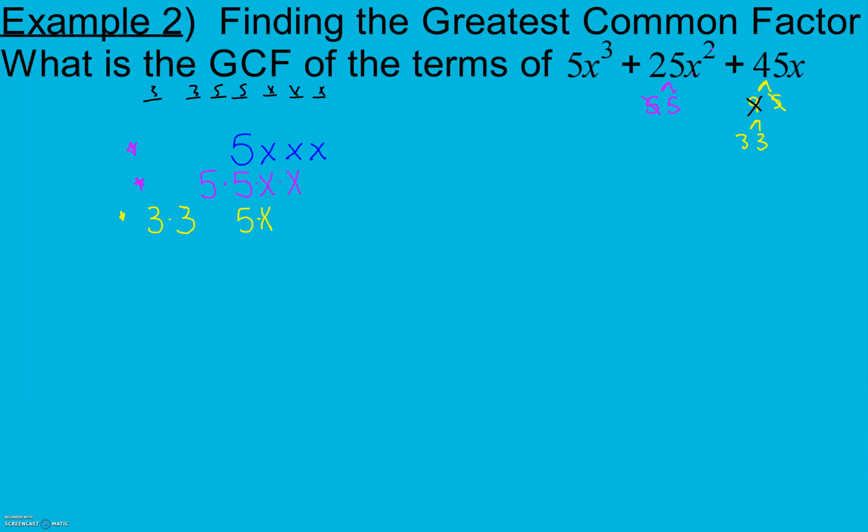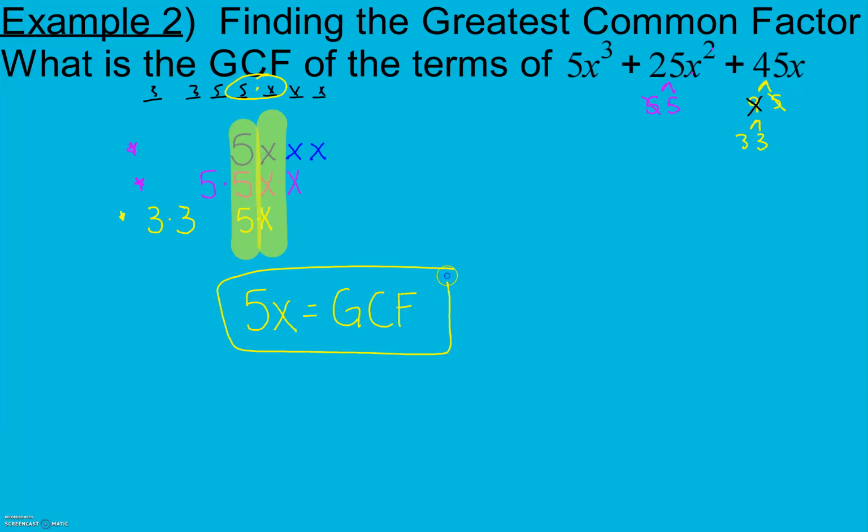Now we compare our columns. Any columns that are completely full, 5 and x's. We multiply those columns together, and that's our greatest common factor. So here, 5x is our greatest common factor.